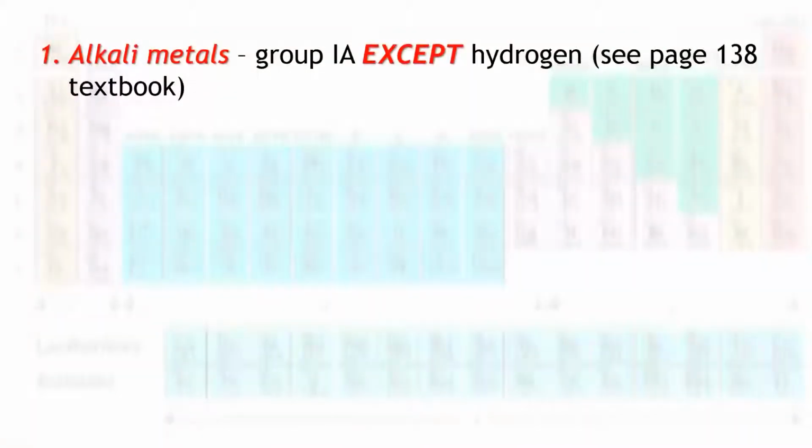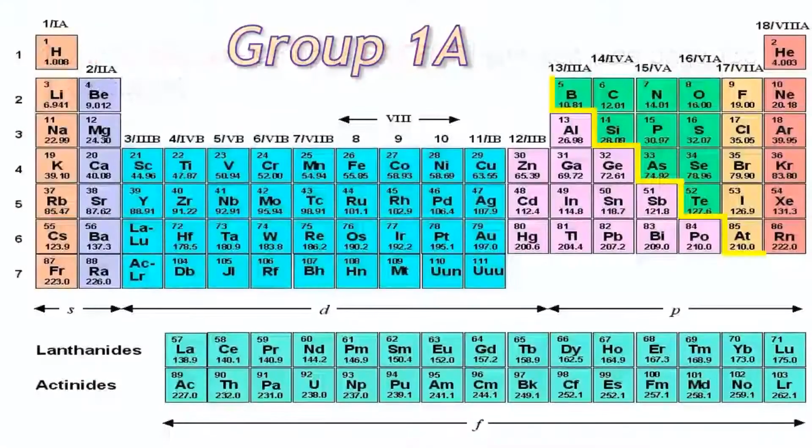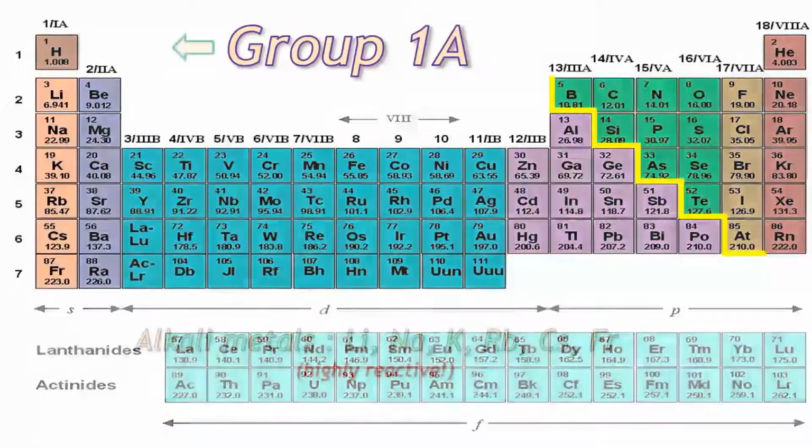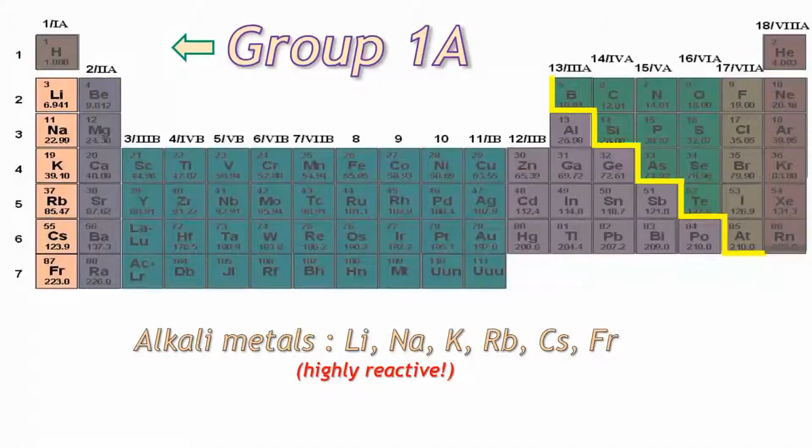So our first group we're going to look at is called the alkali metals. The alkali metals are group 1A except hydrogen, and you can find this information on page 138 in your textbook. Here they're shown in orange. They are the first column of the periodic table. The alkali metals include lithium, sodium, potassium, rubidium, cesium, and francium, and they are highly reactive. They all have one dramatic, obvious property in common. You drop them in water, they explode. Highly reactive.